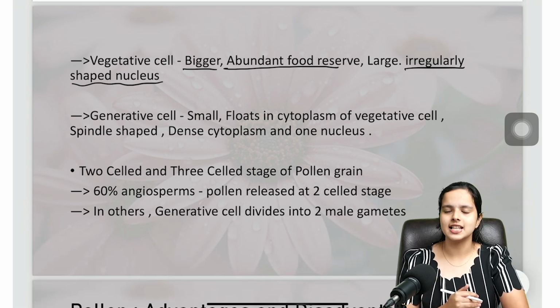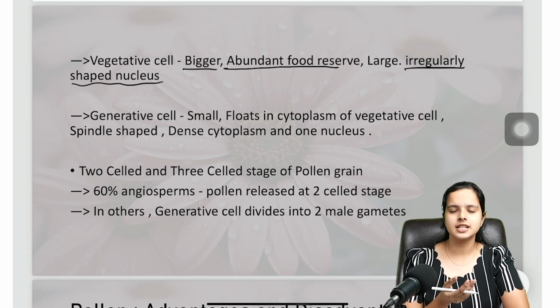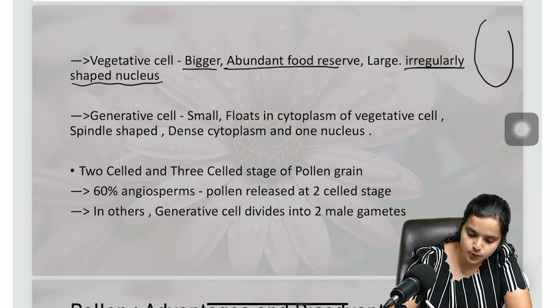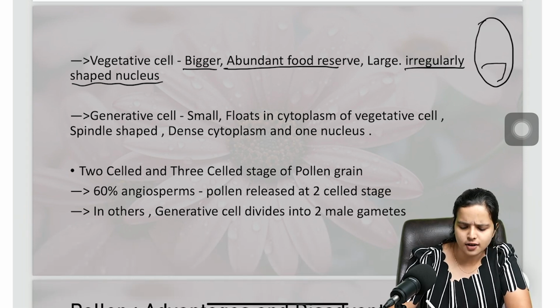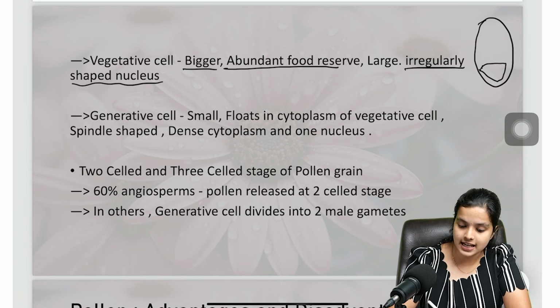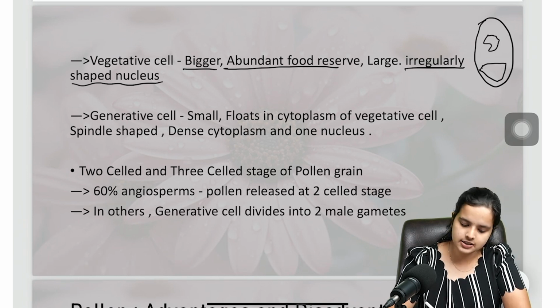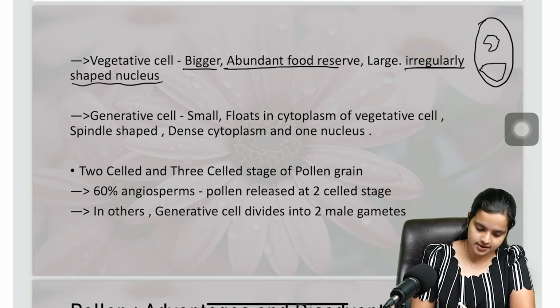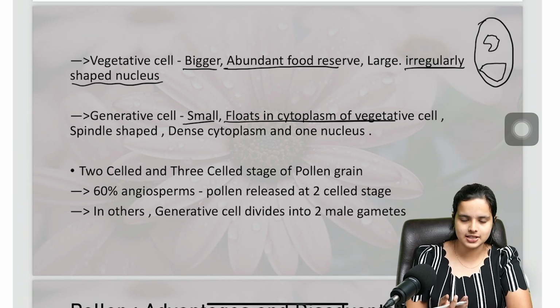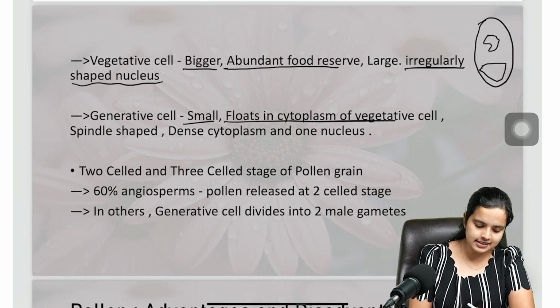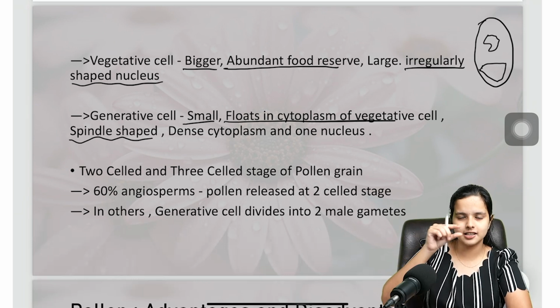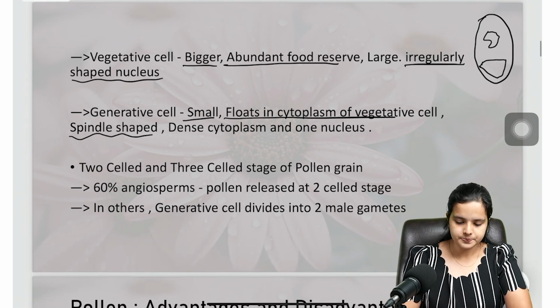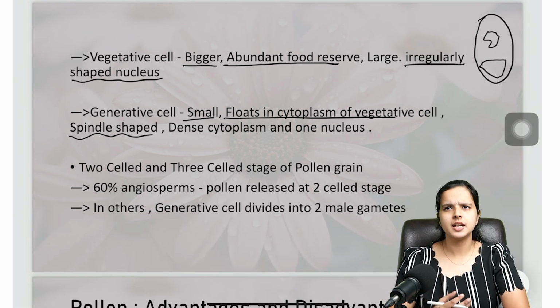When it comes to the generative cell, it is comparatively small. If you imagine it, it can be seen as floating inside the vegetative cell. So the vegetative cell is a huge cell in which the generative cell kind of floats. If the vegetative cell has an irregularly shaped nucleus, the generative cell as a whole is usually spindle shaped. So it is small, it floats in the cytoplasm of the vegetative cell, and it is usually spindle shaped, like a curve, like a spindle.